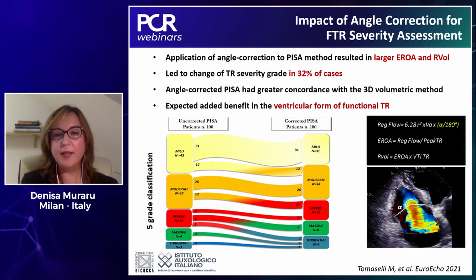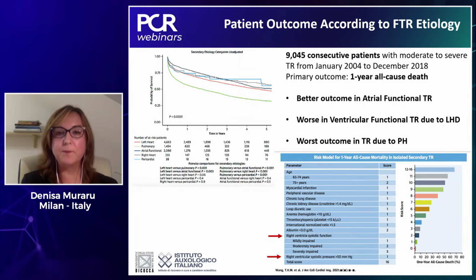We have seen that if you apply angle correction to TR patients, this has led to a significant change in TR severity in 1/3 of the cases. And it seems to have a greater concordance with the 3D volumetric method of TR severity. Therefore, it seems to have an added benefit, particularly in the ventricular form of functional TR, and probably it is less useful in atrial forms.